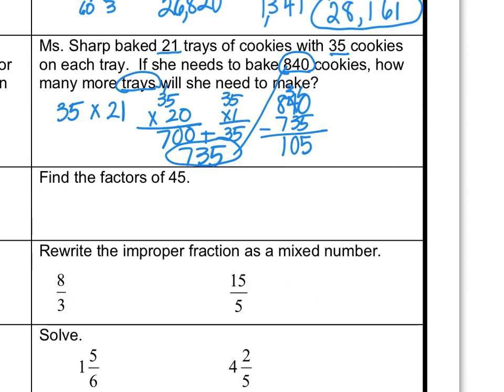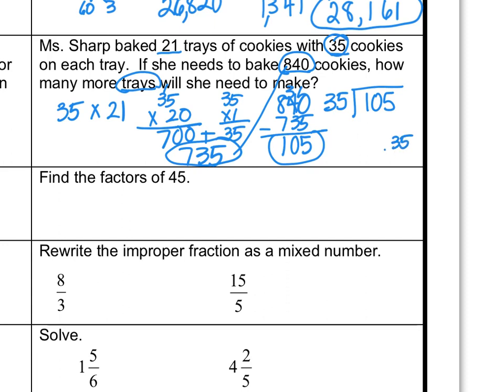So each tray has 35 cookies. So if I've got 105 cookies, how many trays will that be? That means we need to take these 105 cookies and divide them among 35. So let's think about this for a second. If we try 2 sets of 35, that would get us up to 70, wouldn't it? So I'm wondering if 3 sets of 35 would work.